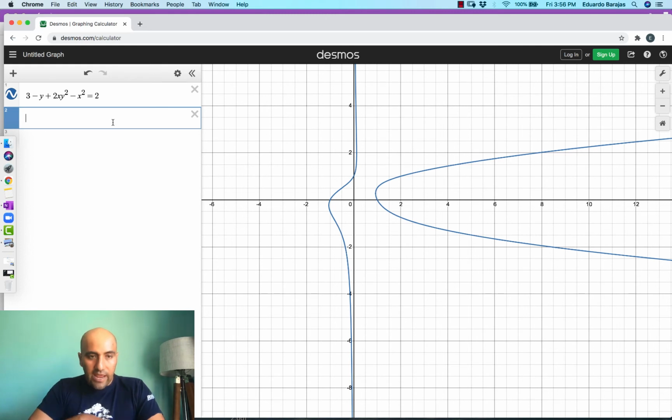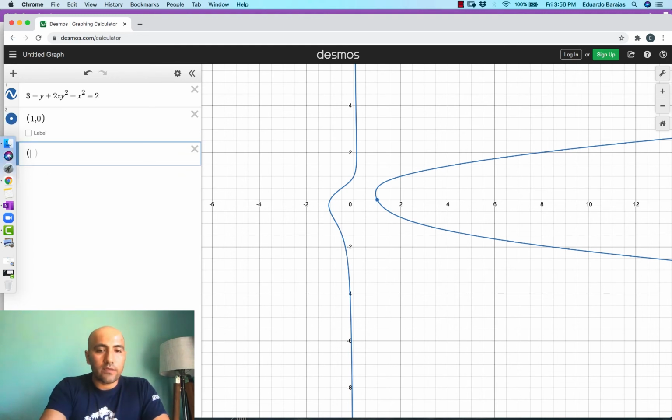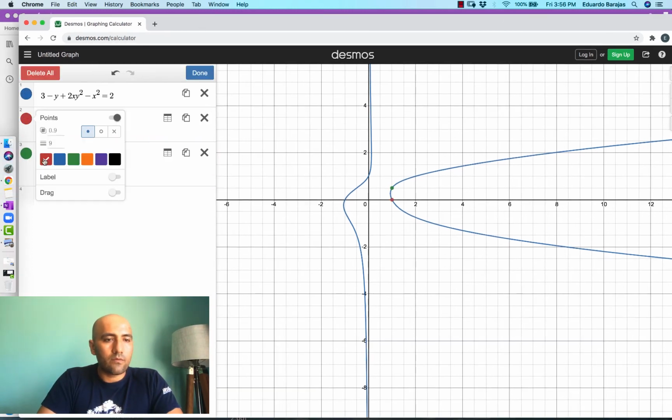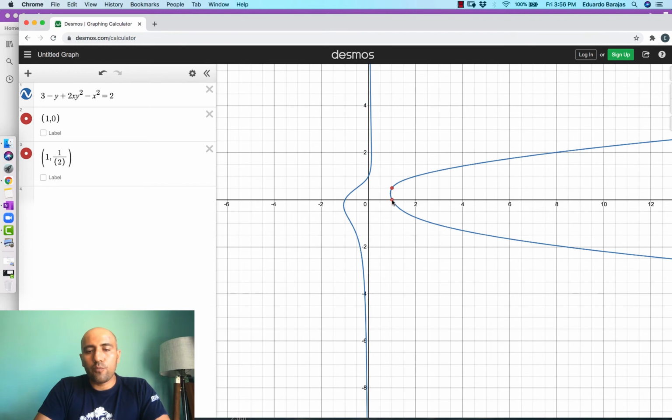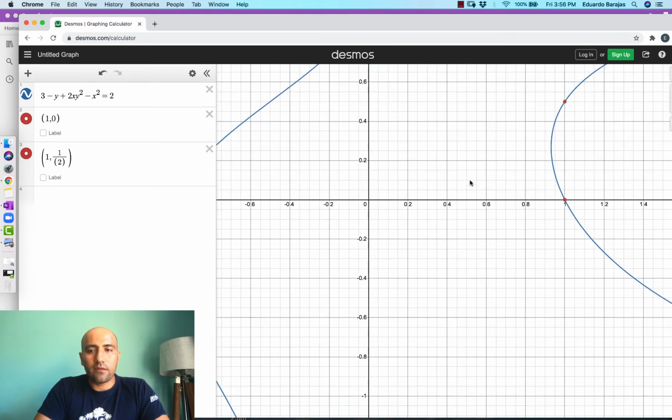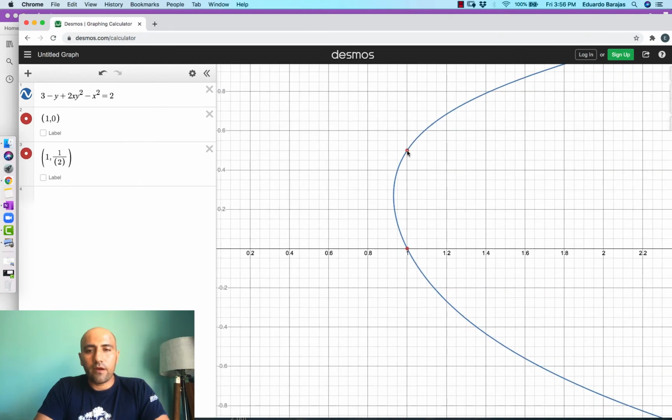So let's see, when x equals 1, we got a couple of ordered pairs. We got (1, 0), and the other one was (1, 1/2). So there they are. Those are the 2 points on my function that I was interested in. I'm going to zoom in a little bit. There they are, this point and this point. So I want the lines tangent to those.